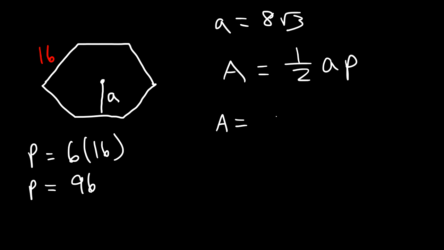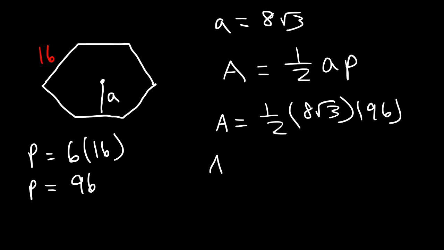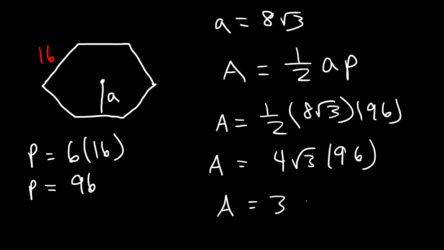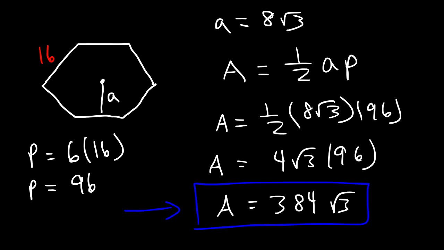So the area of this regular hexagon is 1/2 times the apothem times the perimeter. Half of 8 is 4. And 4 times 96, that's 384. So the area is 384 times the square root of 3. And so that's a simple way in which you can calculate the area for a regular polygon. Let's work on another example.